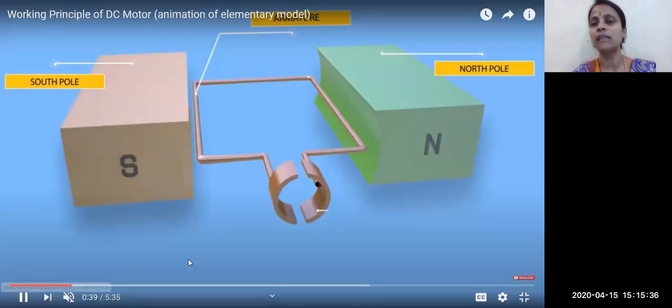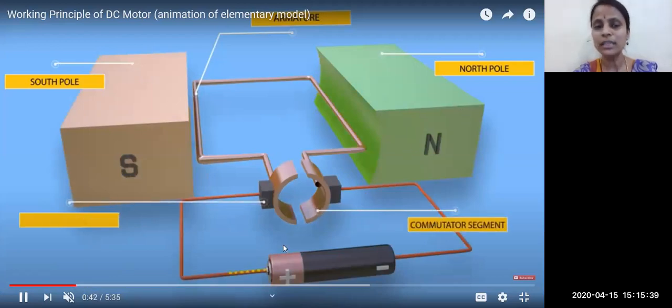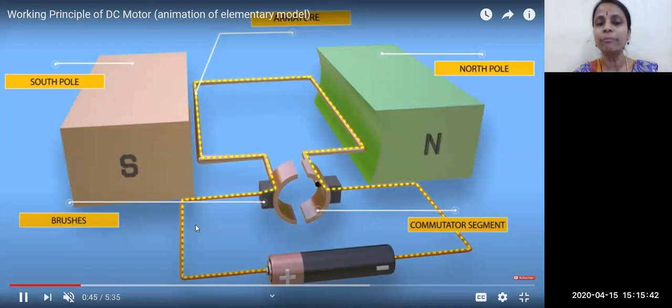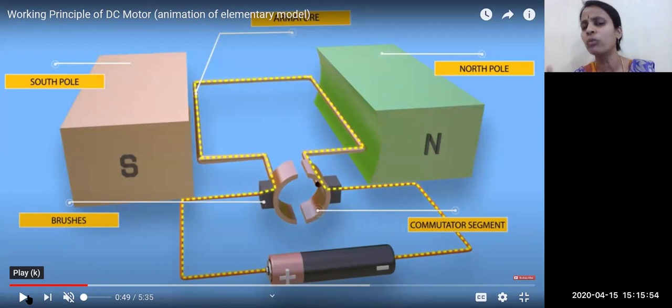Now you can see the south pole and the north pole, and you can see the commutator segment and the brushes and the external circuit which is connected to a DC source. In this case, they are showing a simple single loop. So that means we are only using a battery to power it. In other cases, you can use a bigger battery also. You can see DC motors in toys, right? In all these remote controlled cars, you will see a DC motor. Smaller fans, handheld fans, in all these you see a motor. Wherever you have electrical energy converted into mechanical energy, you are going to see a motor.